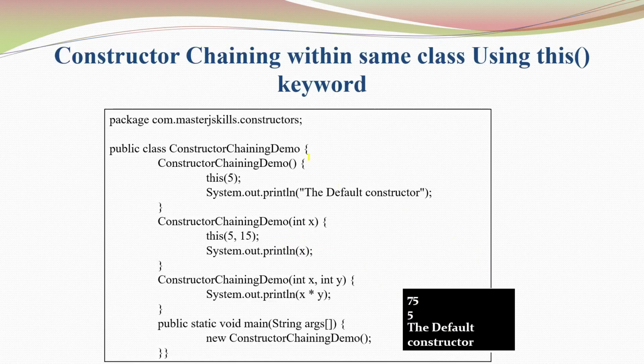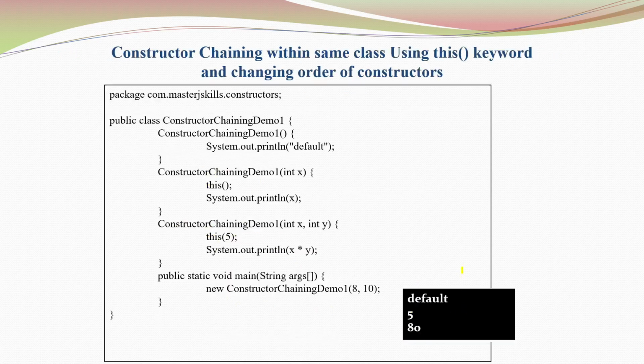Okay, and the next is constructor chaining within the same class using this keyword. To achieve the constructor chaining within the same class, we are using this keyword. You can see this is the one. This keyword is used to call this. So you can see this output. And the order also we saw. First it will call two parameters, this internally calls this, and this will call this. So this is the output.